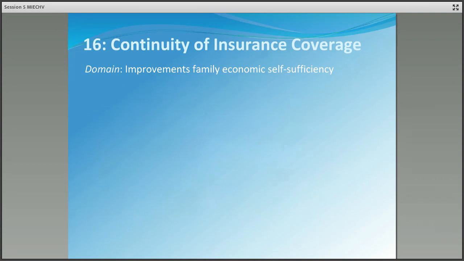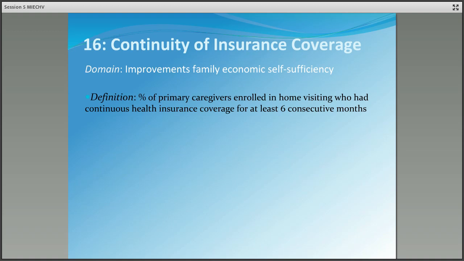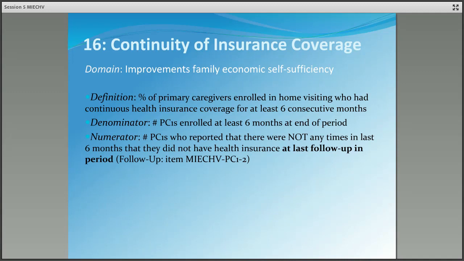The next item uses that continuity of insurance coverage question. So this is the percentage of primary caregivers enrolled in home visiting who had continuous health insurance coverage for at least 6 consecutive months. Our denominator is the number of PC1s who are enrolled for at least 6 months at the end of the period, and our numerator is the number of PC1s who reported that there were not any times in the last 6 months that they did not have health insurance coverage at the last follow-up in the period.